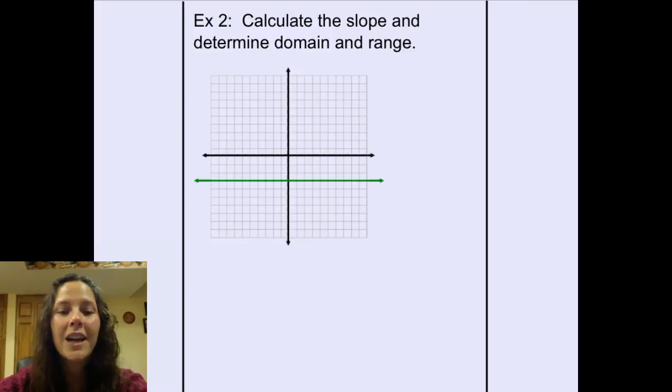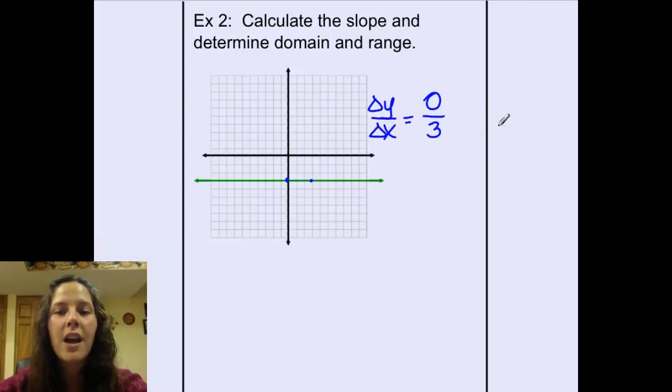This time we have lots of nice coordinates that our line goes through, so I'm going to choose these two right here to take a look at for my slope, which is change in y over change in x. When I look at the rise of this line, it's not rising at all, but it does have a run, in this case between my 2 points, of 3. 0 divided by 3 is 0, so this is an example of a line with no slope or 0 slope.